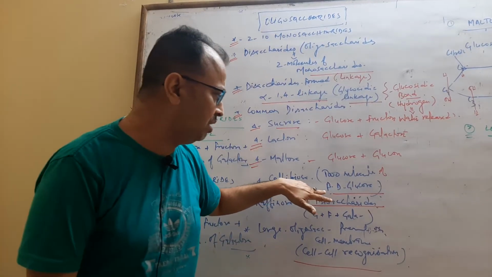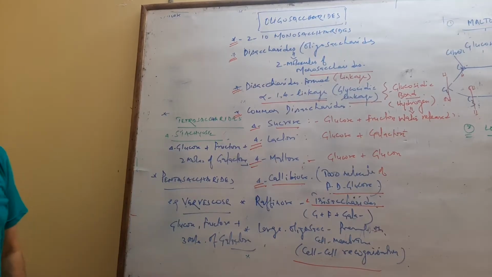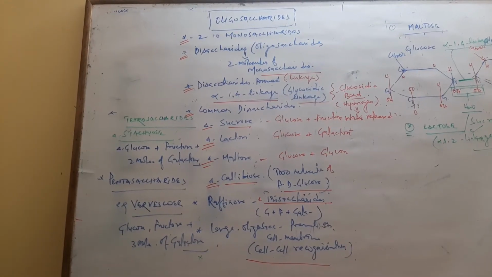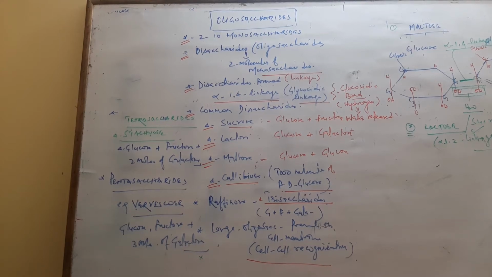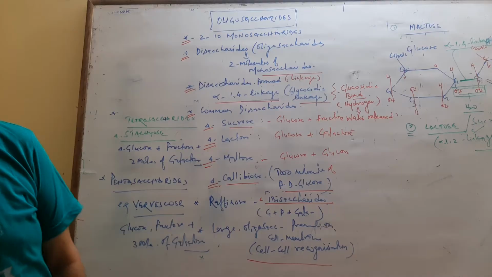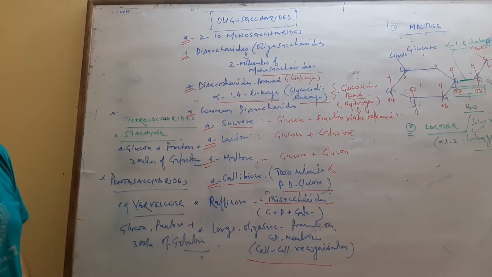cellulose, in which beta D-glucose is present. Trisaccharide is raffinose, which contains glucose, fructose and galactose, and large oligosaccharides are present over the plasma membrane, which help in the cell recognition process. So these are the functions and types of oligosaccharide.